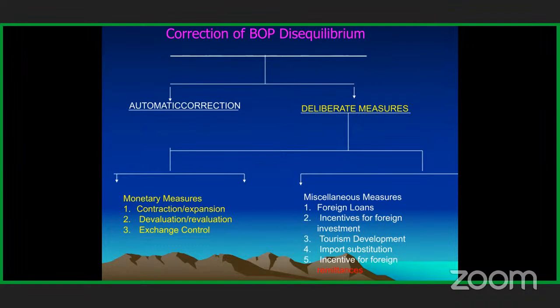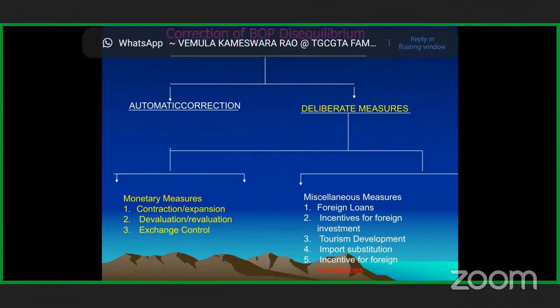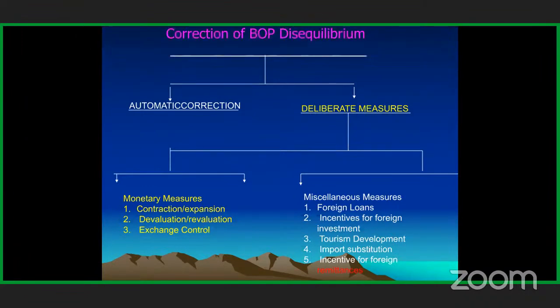And devaluation is also part of monetary measures. Devaluation means the reduction of the official rate at which the currency is exchanged for another currency. Devaluation is that monetary measure under which the government of a country lowers the value of its currency in terms of foreign currencies or international currency. Therefore, imports become dearer and exports cheaper. In this way, adverse BOP is corrected.